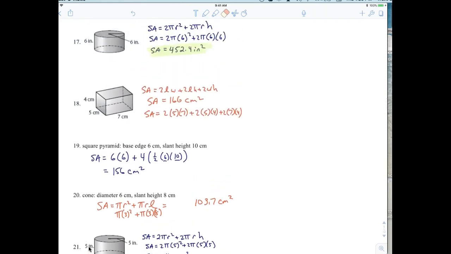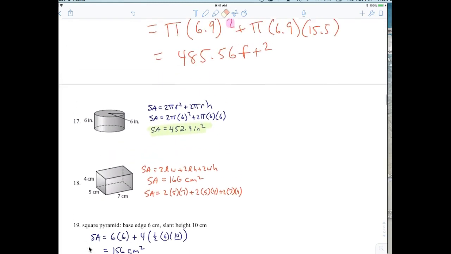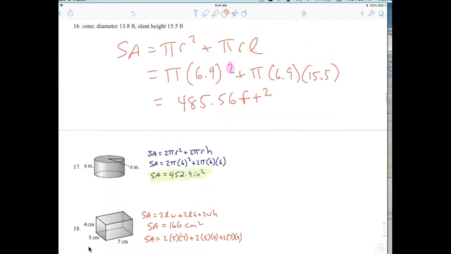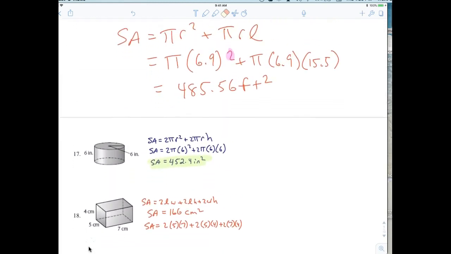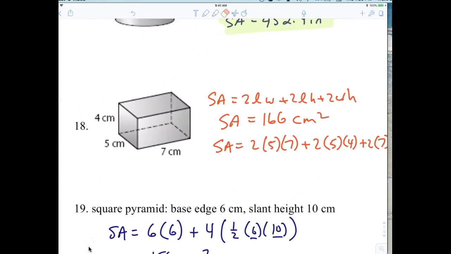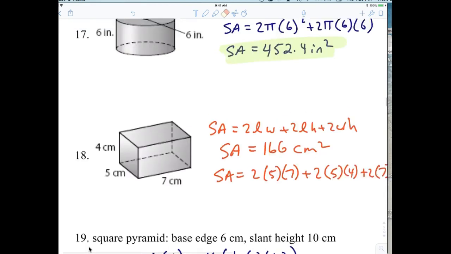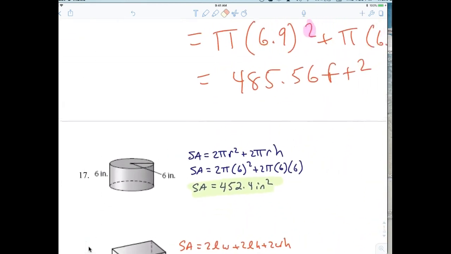Let's everybody take a look at 18. See how you're doing with 18 and 16. So I'll just do 18 real quick. That's what I got. That's as straightforward as it comes. So 18 was 166. Agreed. All right. And let's take a look at 16 then.